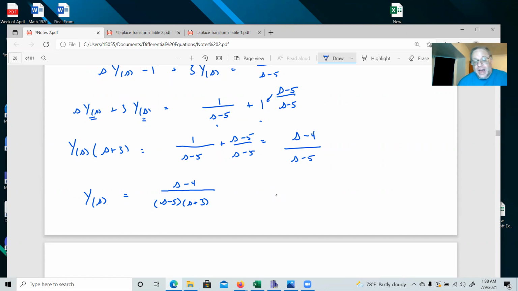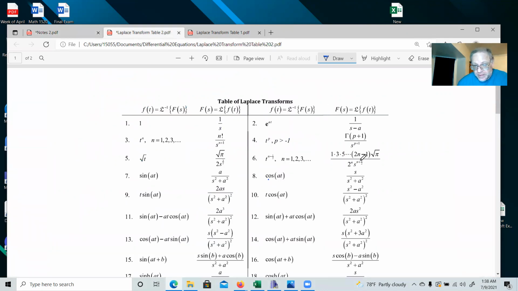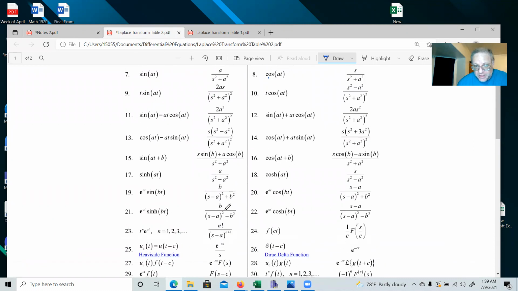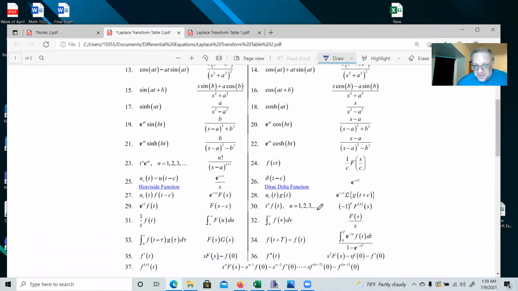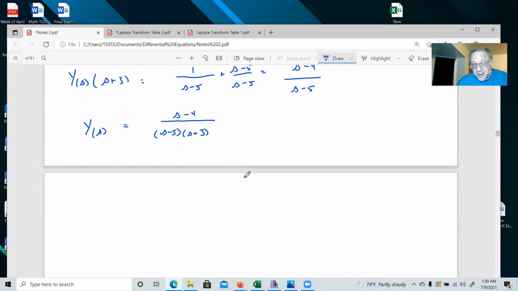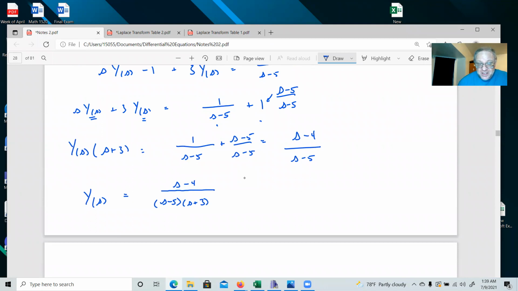Okay. Now I don't have an inverse Laplace transform that does this. Okay. Look, there is no like s minus a, s minus b. There isn't any of those. So we have to do partial fractions here. There's going to be a lot of partial fractions. Okay. So what we're going to do here is we're going to say this is equal to A over s minus 5 plus B over s plus 3. I'm just going to do this the long way.